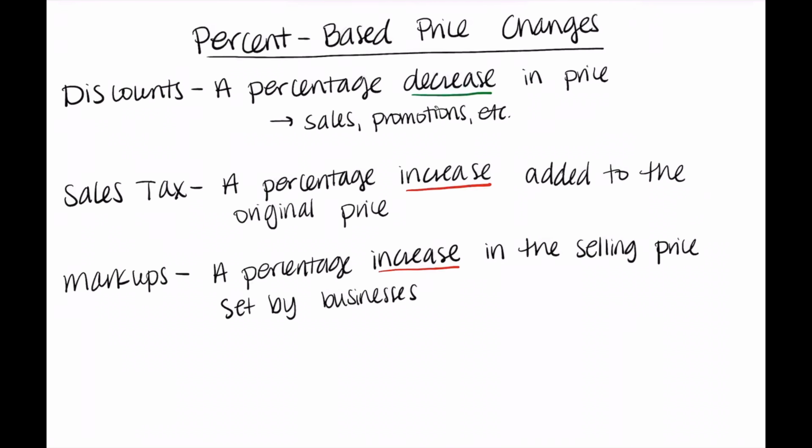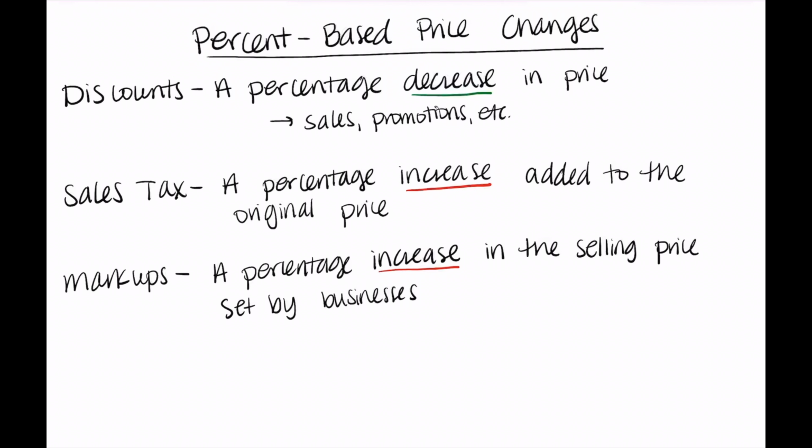three common applications of percent-based price changes, which, as we have gone over already, would be for discounts, sales tax, and markups. Now, what is a discount? Let's go through and define it. A discount is a percentage decrease in price, and this we often see when we're shopping based off of a sale or a certain promotion going on.